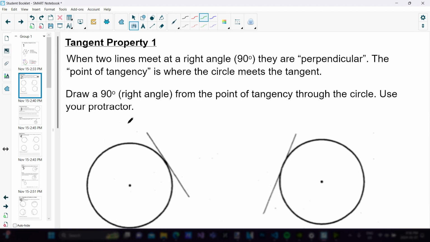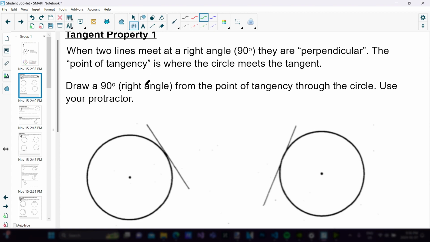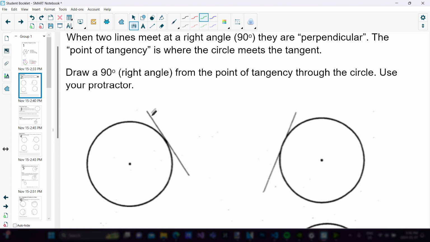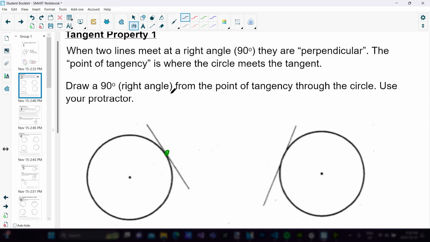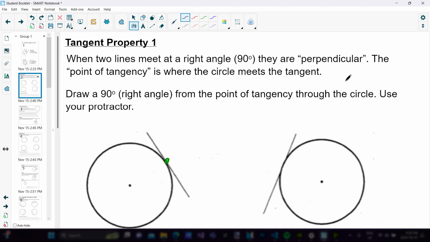Alright, next page. Flip over your page. Tangent property 1. So the first tangent property, remember what a tangent is. It's a line that touches the circle at exactly one point. Right there. When two lines meet at a right angle, 90 degrees, hopefully you guys know that a right angle is that angle, and it's often denoted by this little square. That's a 90-degree angle. When two lines meet at a right angle, they are perpendicular. So these lines are perpendicular because they make a right angle.